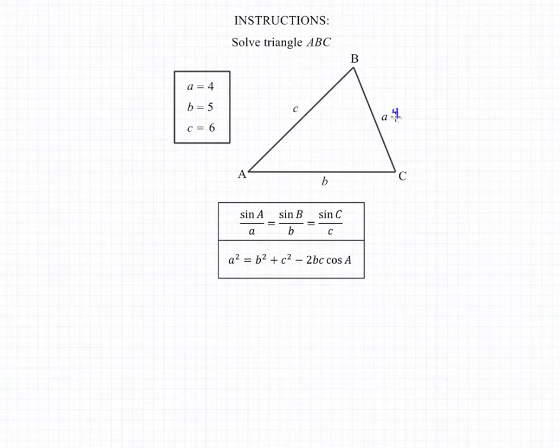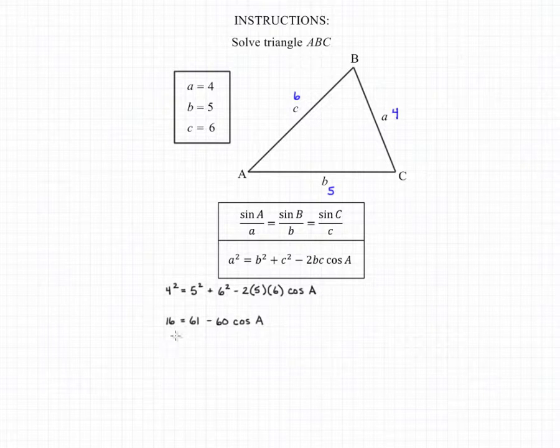So once we draw and label our diagram, we use the fact that we don't know any of the angles to figure out that we need to use the law of cosines to begin. So we have 4 squared equals 5 squared plus 6 squared minus 2 times 5 times 6 times the cosine of angle A, which is the angle we've chosen to solve for, which gives us 16 is equal to 61 minus 60 times the cosine of A.